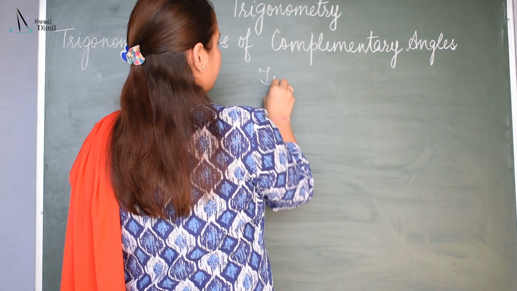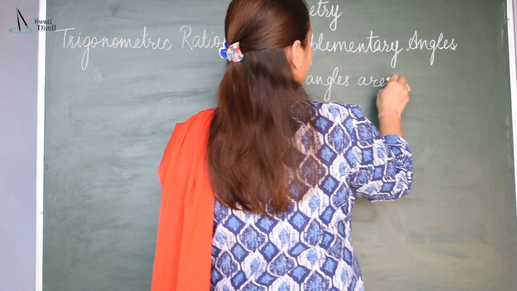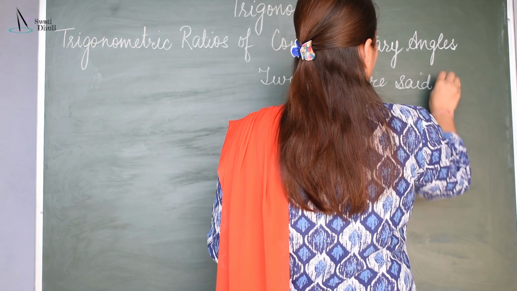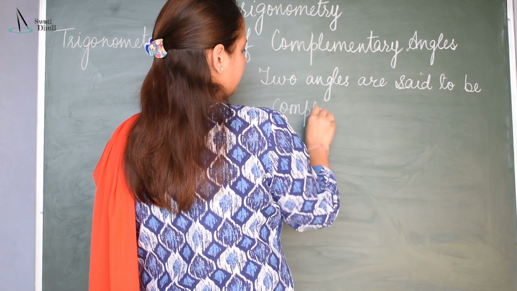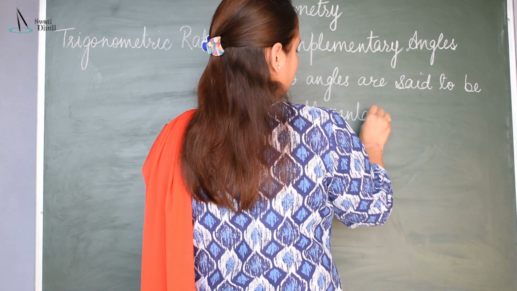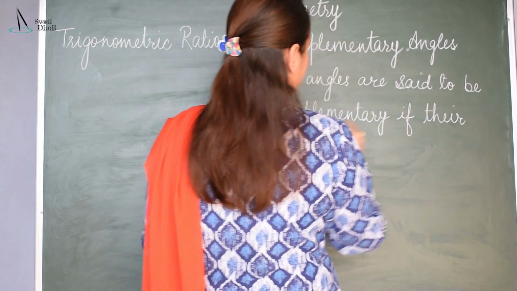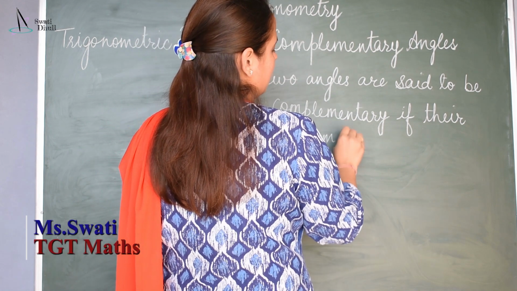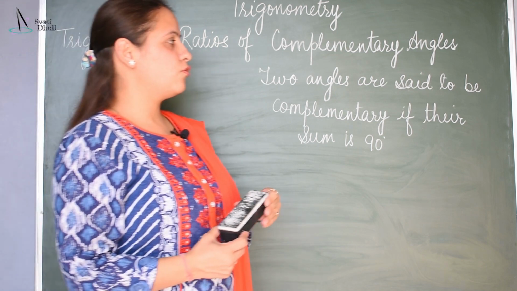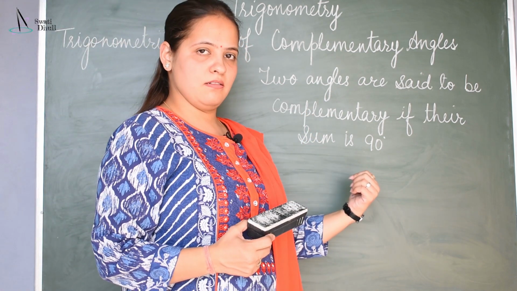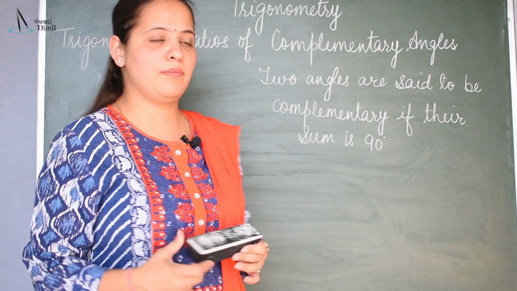Two angles are said to be complementary if their sum is 90 degree. So we can say that if the sum of two angles is 90 degree, that means those two angles are complementary.